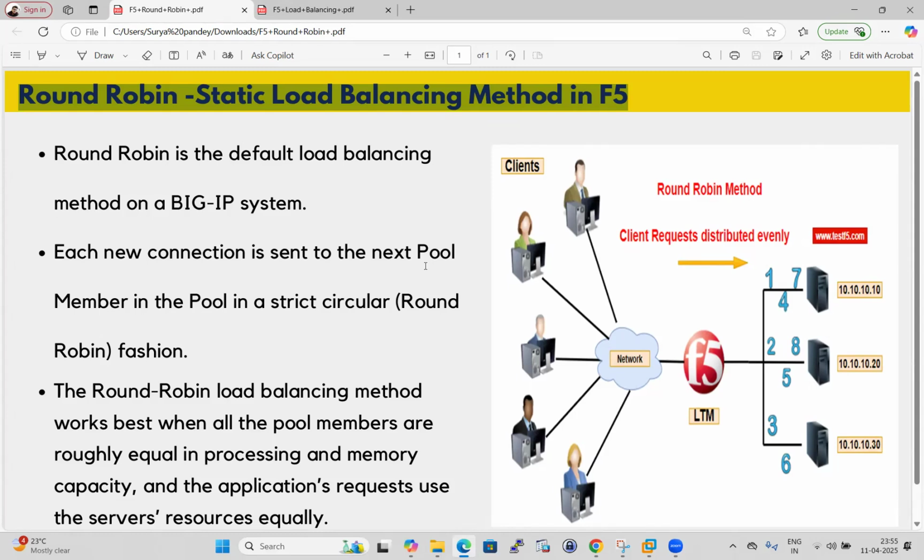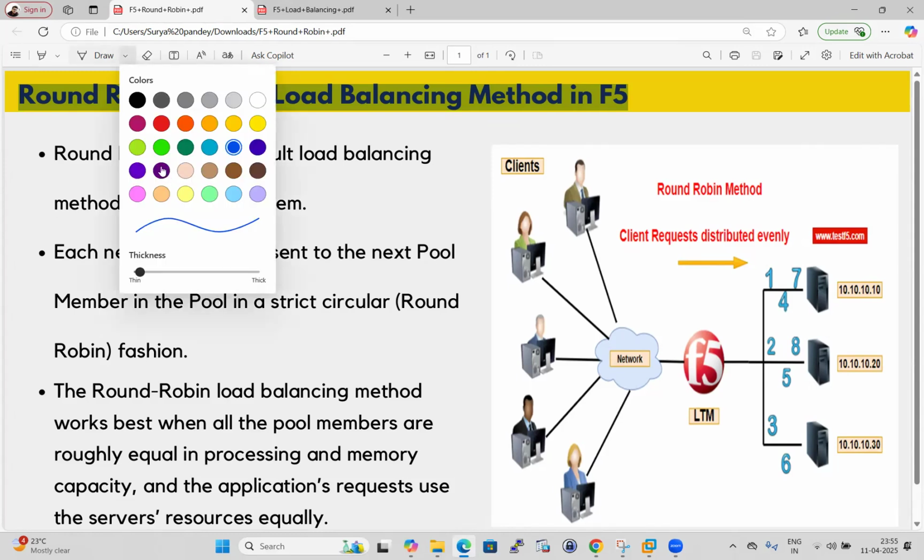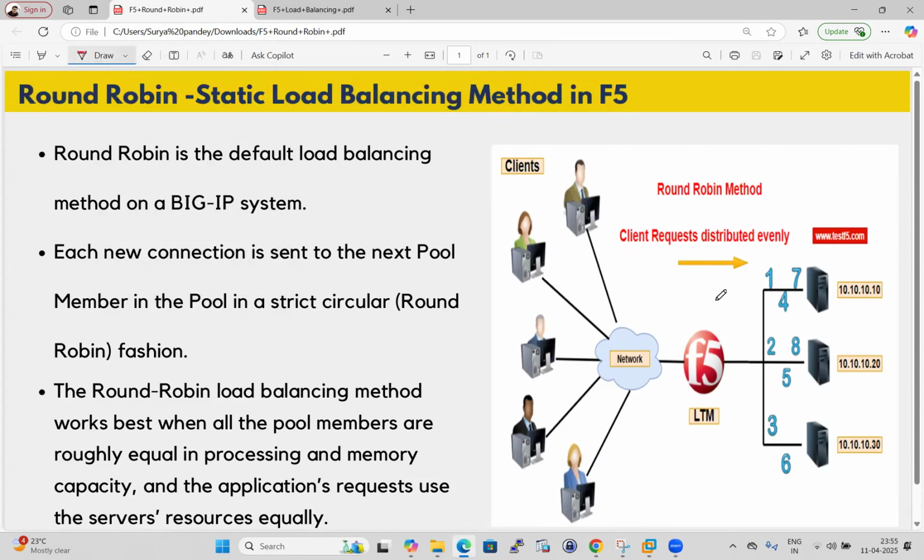Let's consider an example. There are 210 requests coming to the F5, and the default load balancing method on F5 is round robin. Let's consider this backend server has a handling capacity of 100 requests. This server also has 100, and this server also has a capacity of only 100 requests.